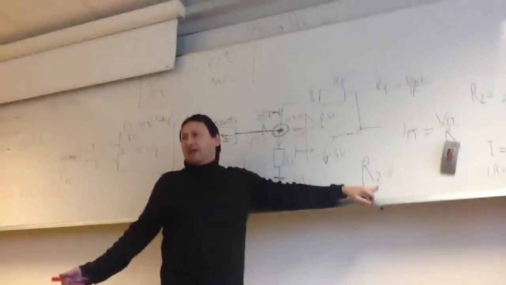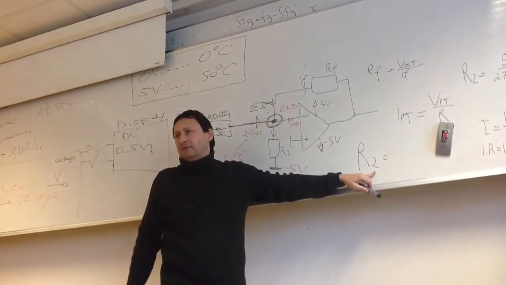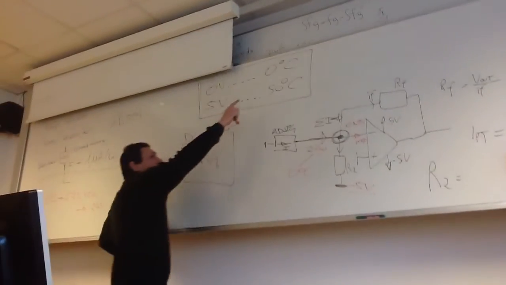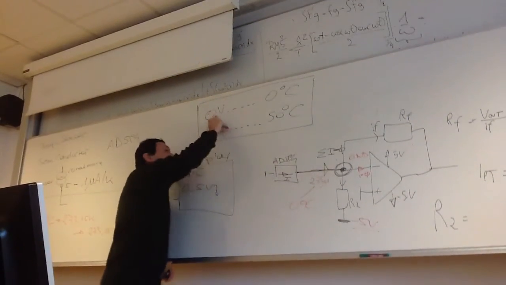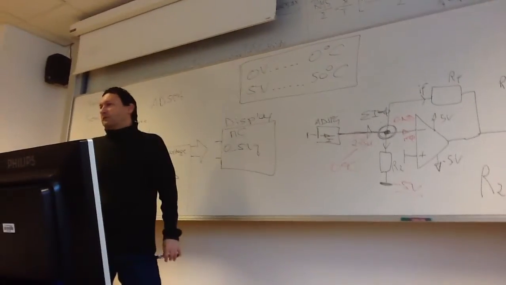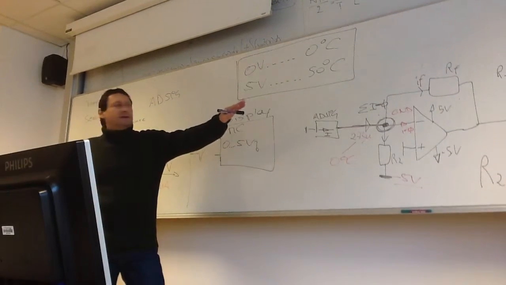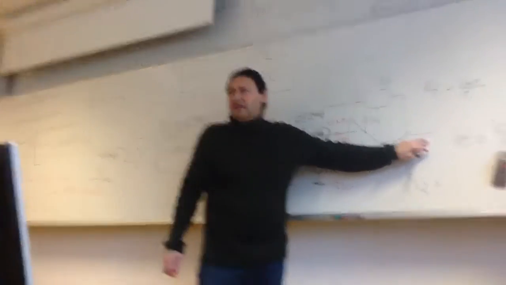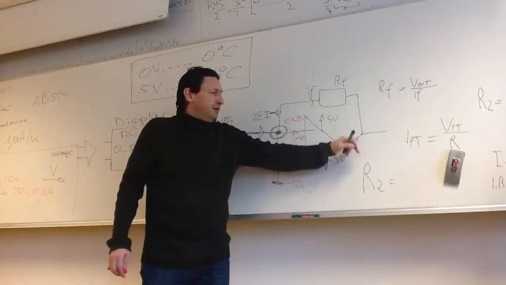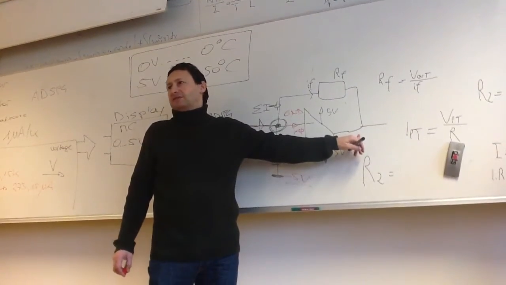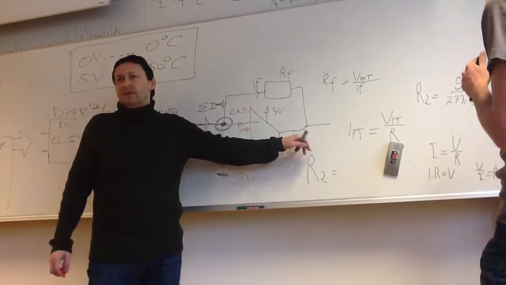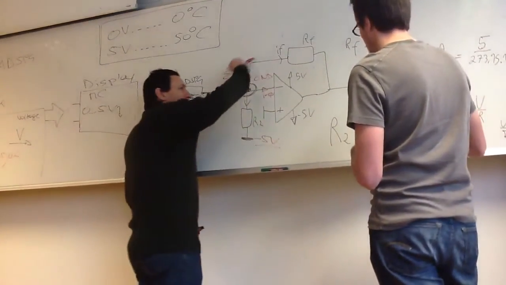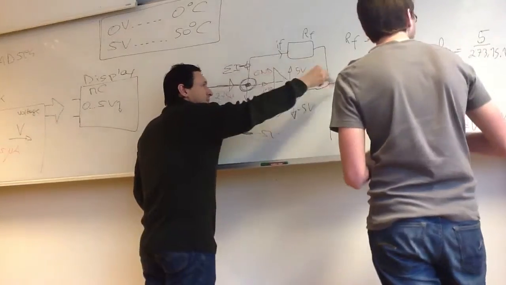Voltage must be negative somewhere, but we don't want to see that, because at 0 degrees Celsius we would like to see 0 voltage at the output. The only way to achieve 0 volt at the output is to have no current flowing over that feedback resistor. So we must get rid of that current before going into that circuit part here.